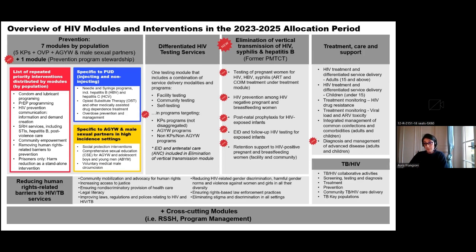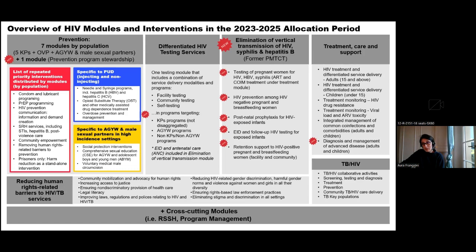For what concerns the treatment module, a relevant change is the split between adults and children that is now required in the HIV treatment and care intervention. And we have a new intervention on advanced disease. In the TB-HIV module, we have a shorter list of interventions. We went from 12 in NFM3 to 6 in grant cycle 7. And in the human rights module, the list of interventions didn't change, but the language has been updated.